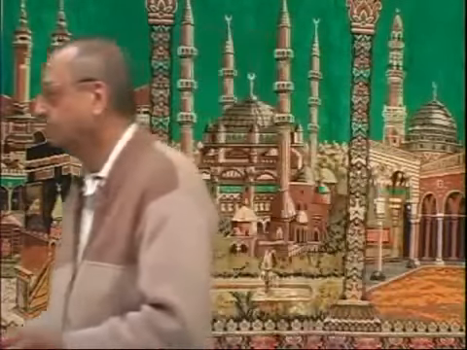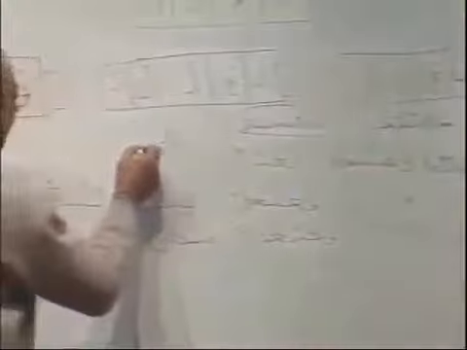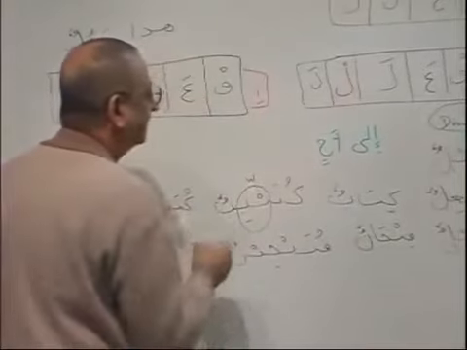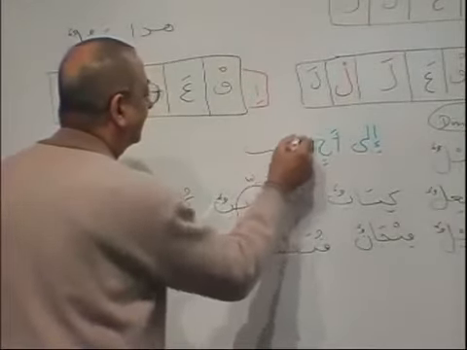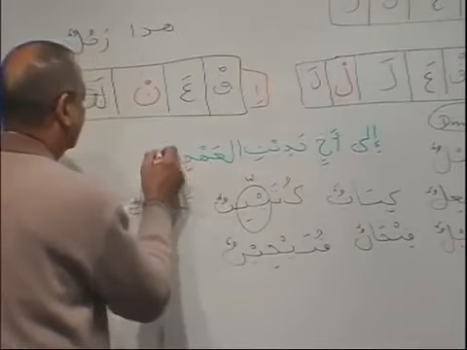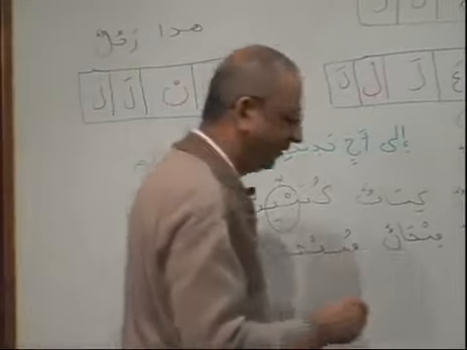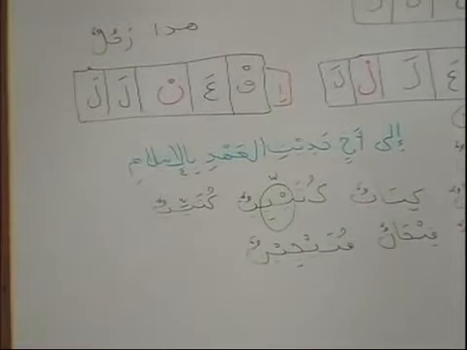Brother, change this ikhwanin into singular. Akhun. If it is akhun, what will you say after that? I want to write down. Ila akhin. Then what will you say? Are you with me, brothers and sisters? I'm trying to make you penetrate into this sentence. Go deeper into this sentence. Ila akhin. Sahi?